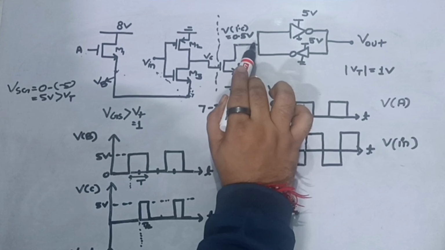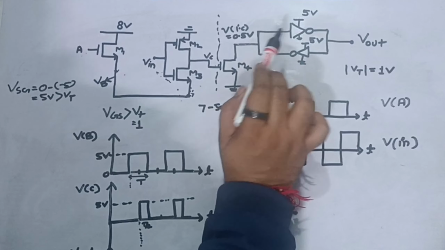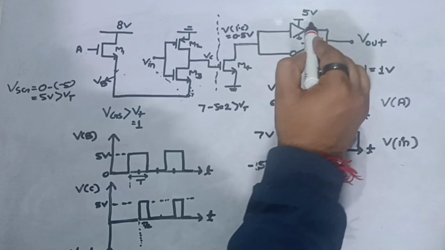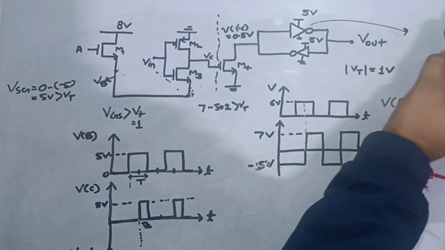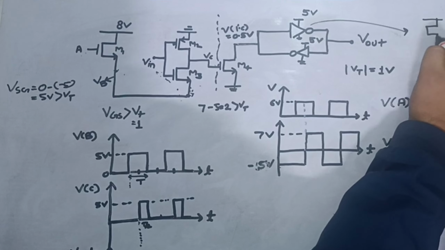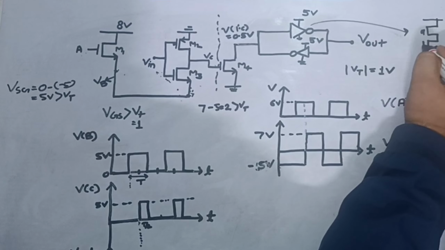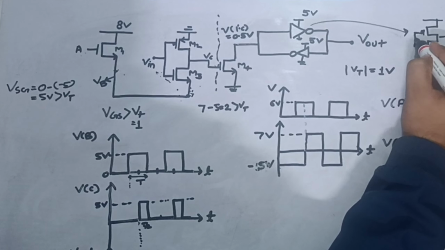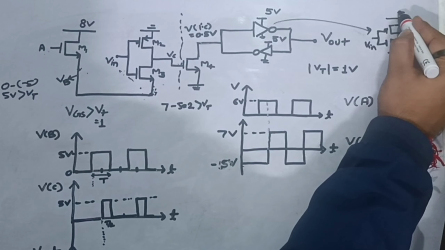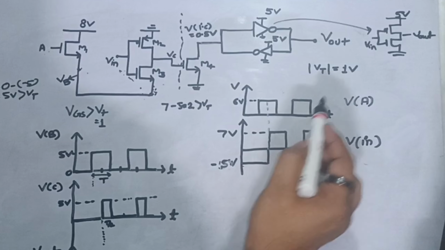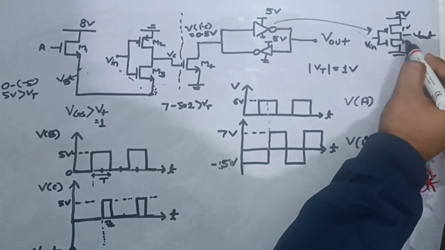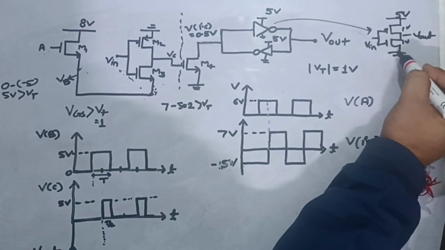When this node is sitting at 0.5 volt, this is basically a CMOS inverter connected back to back. So if I try to draw it in the form of a circuit, it will be implemented at transistor level something like this. This is V out, this is V in, and this is 5 volt. Supply is given as 5 volt. Now input is 0.5 volt and threshold we have to calculate 1 volt for each MOS. That means this NMOS will be turned off because VGS is less than VT. So this NMOS is turned off.